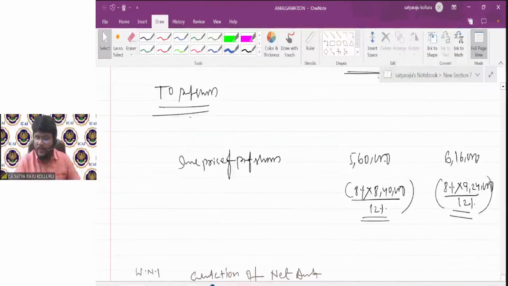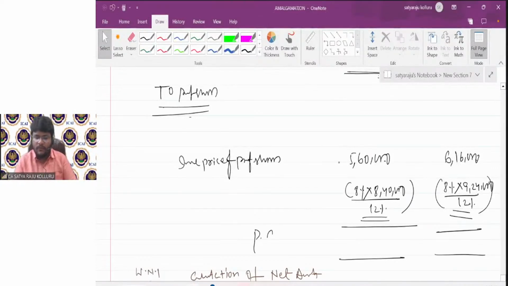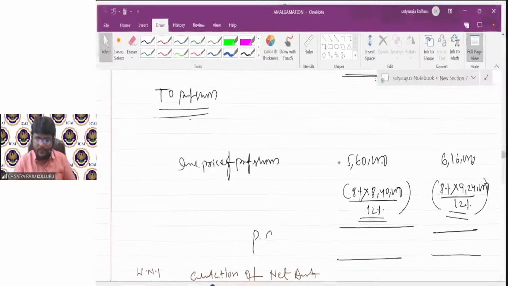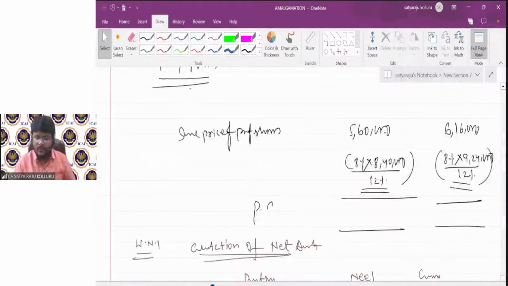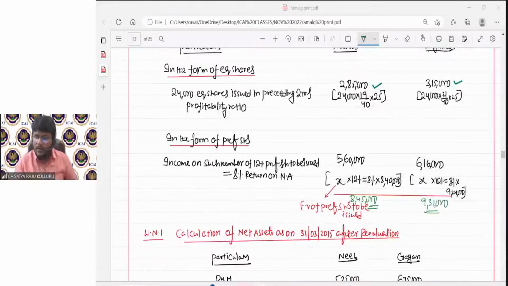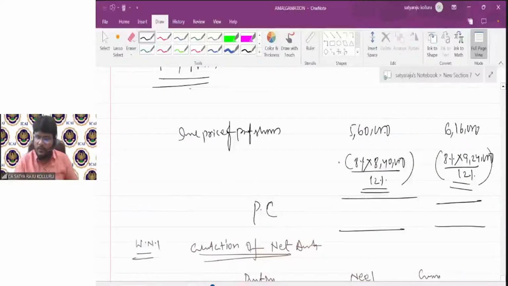Now let me know the total PC. This is PC. 5,60,000 plus 2,85,000. Total how much here? Here I got 8,45,000 and here I got 9,31,000. Again, as per my PDF, I'm not calculating anything. Just as per my PDF answer, I put the totals. Is it right, guys? So PC for Nil is 8,45,000, for Gagan it is 9,31,000.